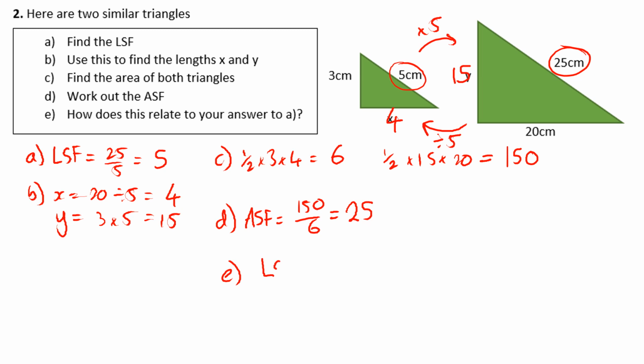So let's look at what we found out so far. We had LSFs of 10, and then we had 5, and the ASFs were 100, and then 25. What do you do to get from left to right there? You square them. 100 is 10 squared, 25 is 5 squared, and that's generally true. If we know the LSF, we can get the ASF by squaring it.